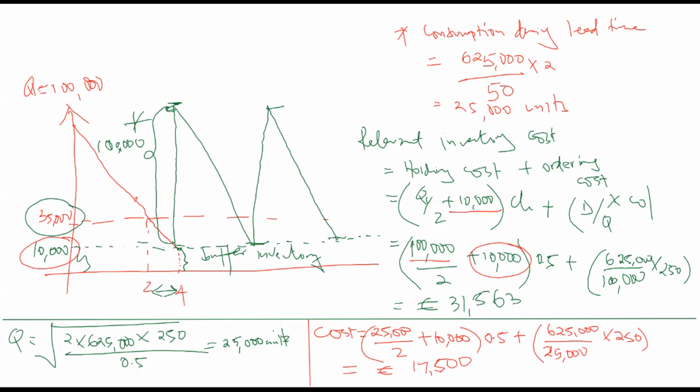That's Moses. That is Michael. Okay, that's quite good. So again, the cost in case the company implements the EOQ is 17,500. Of course, now we advise the company: should the company implement the EOQ policy or not? We compare the cost, the saving. This was the cost before, this is the cost after. Therefore, there'll be a saving, simply the difference, which is equal to 14,063 euros. So the company should implement the EOQ policy since it yields an annual net saving of 14,063 euros.